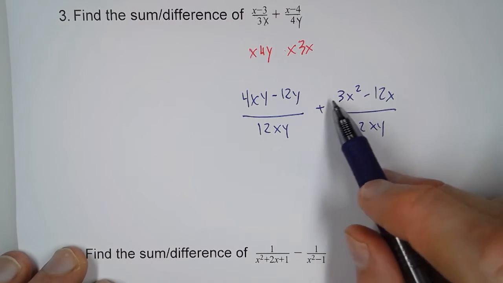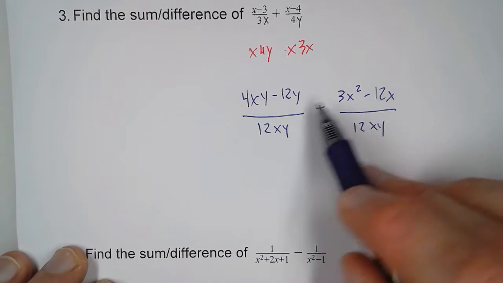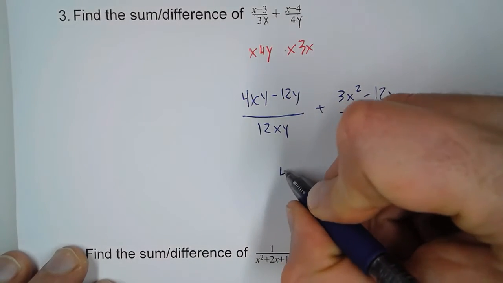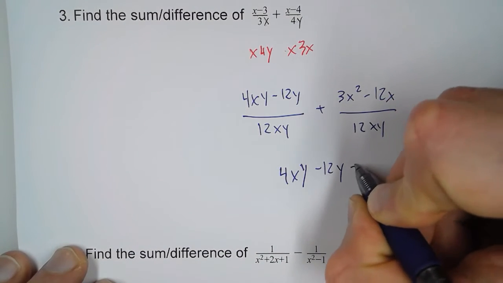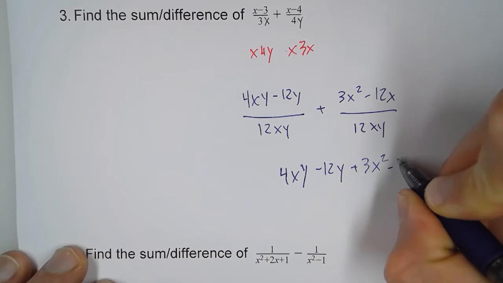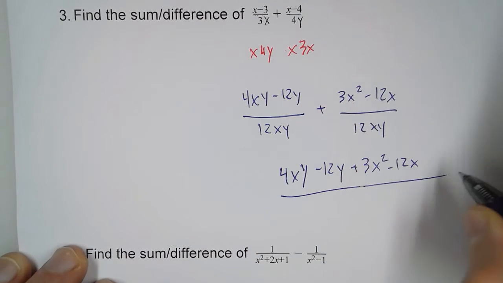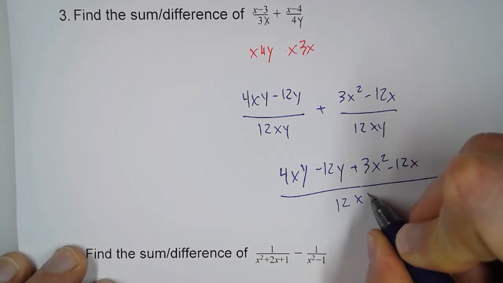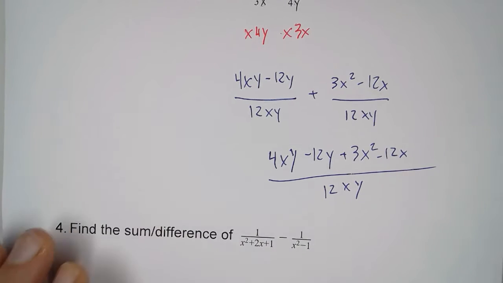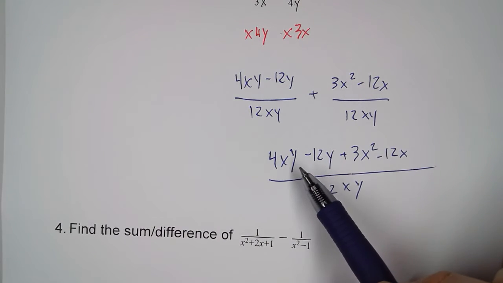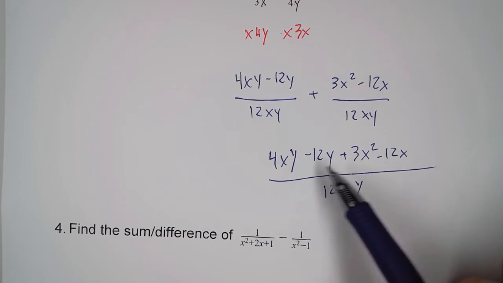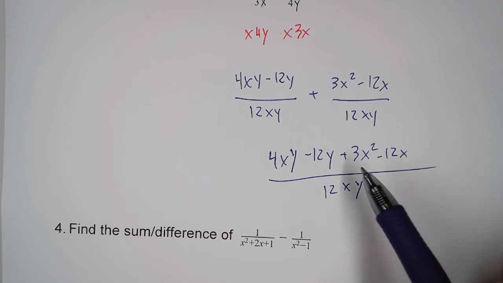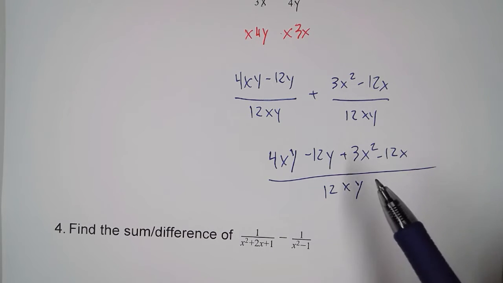Now in this case we have no like terms. No two things can be combined. So we have 4xy minus 12y plus 3x squared minus 12x all over 12xy. And if we look at the top, we ask, is there anything we can take out? Well, we can't take a 2 out of everything, can't take a 3 out of everything. So at that point, we can say that this is in reduced form.